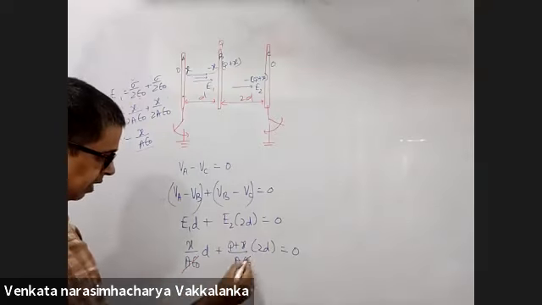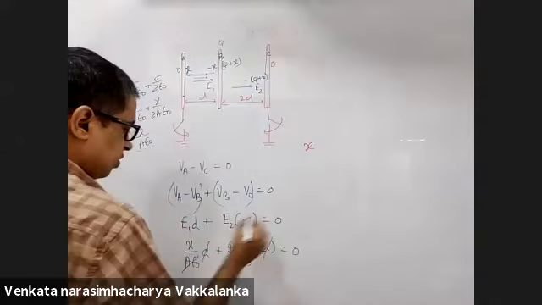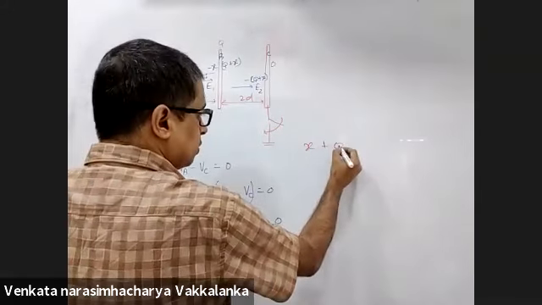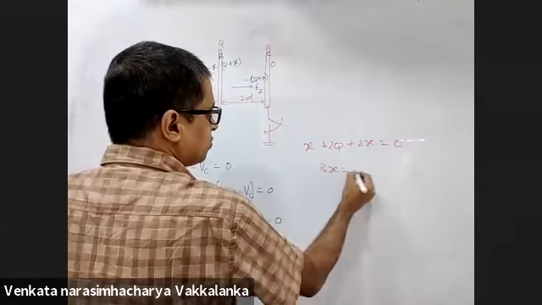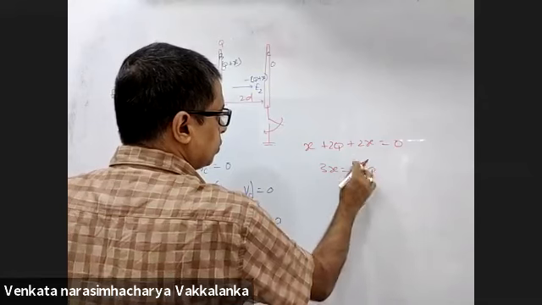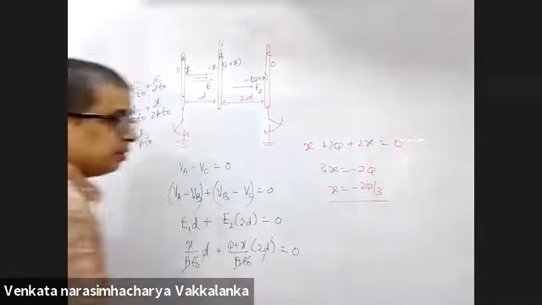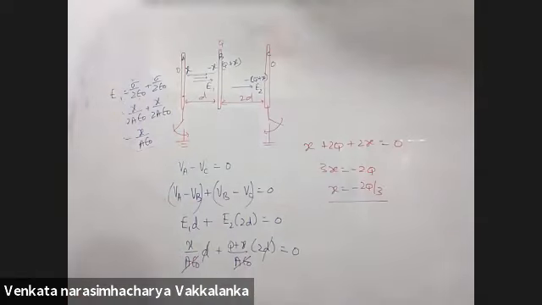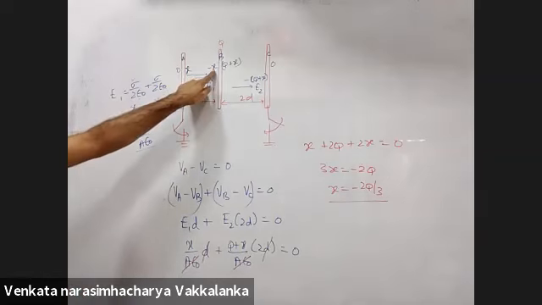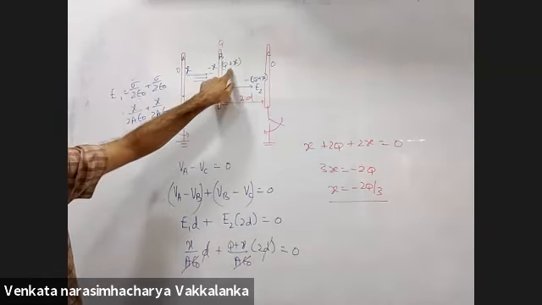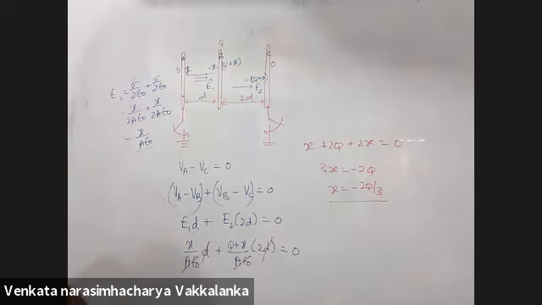Now, A epsilon naught will go here. D will get cancelled out. x plus 2q plus 2x is 0. 3x is equal to minus 2q. x is equal to minus 2q by 3. This will become plus 2q by 3. This will be q minus 2q by 3. Negative of that value.